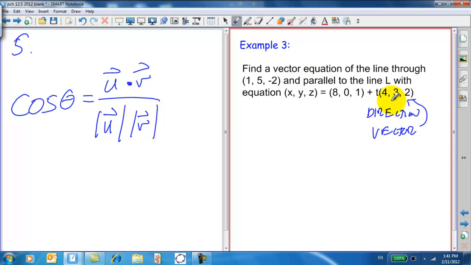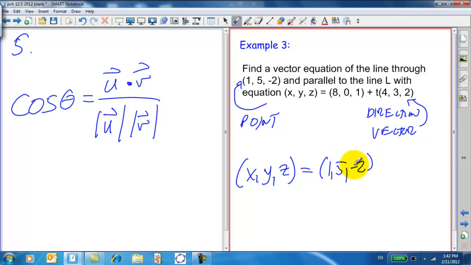But we want it to go through this point. So there's your point, 1, 5, negative 2. So our new line is just going to be x, y, z equals the point 1, 5, negative 2 plus t times the direction vector 4, 3, 2. Now technically you could use a new variable for t there. It's not absolutely necessary. But sometimes, if you want to see where two lines intersect, you're going to have to do that and set up two variables that way.